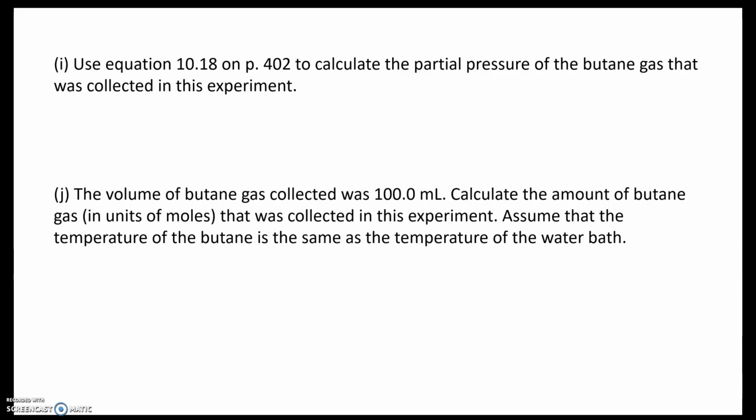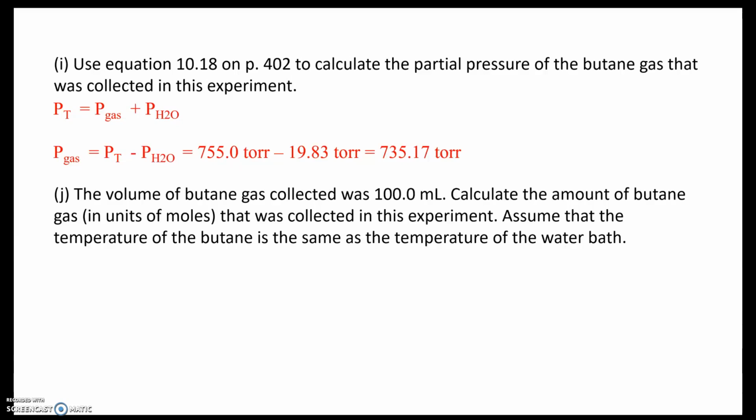All right, so we want to use the equation on page 402. This is the right page number for our book, to calculate the partial pressure of the butane gas that was collected. That relationship says that the total pressure is equal to the gas pressure plus the vapor pressure of the water. I want to compute the gas pressure itself, so I need to rearrange this and get total pressure minus the pressure of the water. So 755 minus 19.83, I get 735.17. You would never in AP chemistry be doing anything with 5 significant digits for pressure, but there's a problem with the computation.